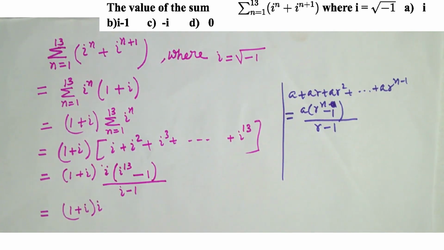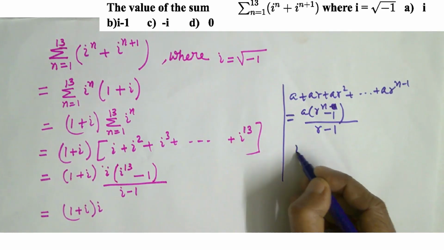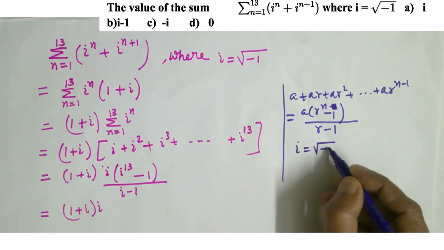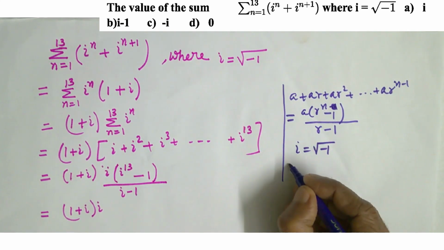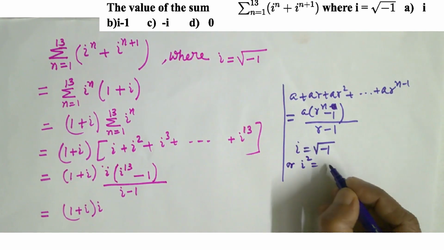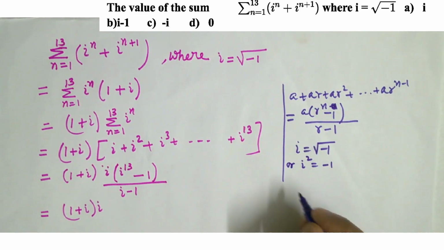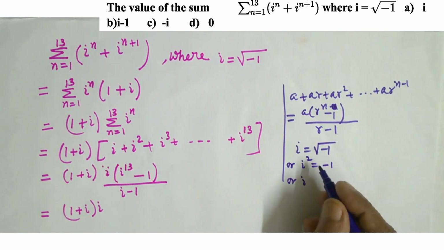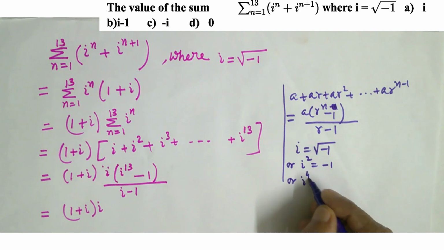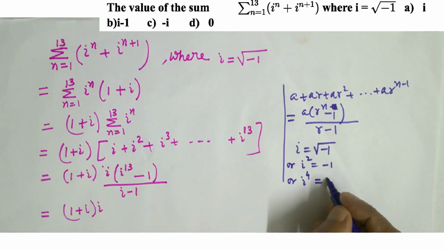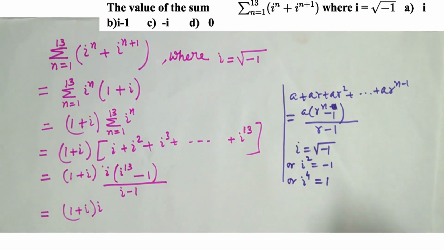See, i is equal to root over minus 1. Squaring both sides, i square is equal to minus 1. Again squaring both sides, i to the power 4 is minus 1 into minus 1, or minus 1 whole square is equal to 1.